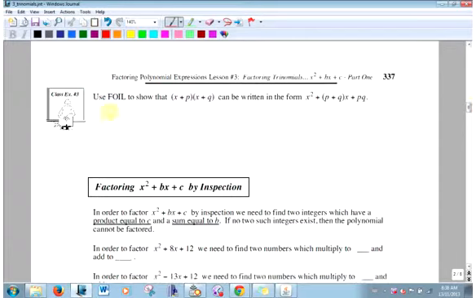Use FOIL to show that, okay, let's FOIL it. Plus xq, inside is p times x. Let's put the x first. X times p. And last is p times q. Does that look like this form? It says put it in this form. Use FOIL to show that that can be written like that. Not quite. I have my x squared. I have my pq. How do I make this look like that? Could I factor an x out?